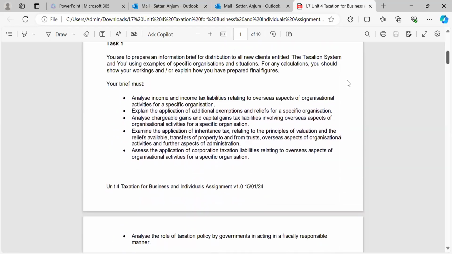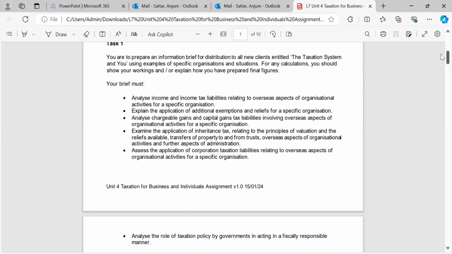Then you are to prepare the information brief for the distribution to all new clients entitled taxation system, using the example of the specific organization and the situation. For any calculation you should show your working, and explain how you have prepared the final figure.